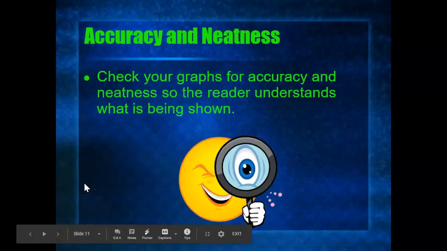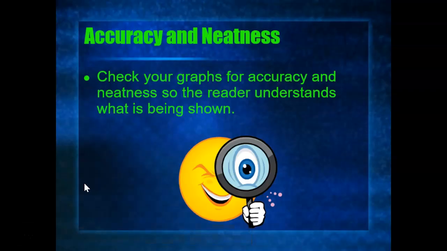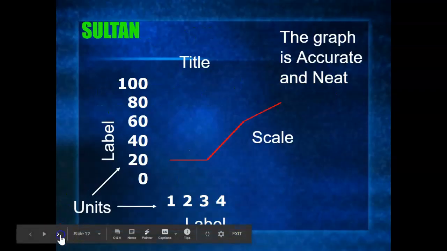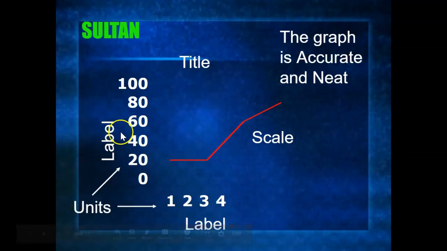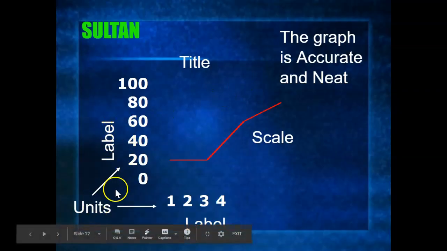Accuracy and neatness. Check your graphs for accuracy and neatness so the reader understands what is being shown. SUTLAN. The graph is accurate and neat. It has a title. It has labels. It has units. And it has a scale. So remember, you have to label your y-axis and your x-axis.